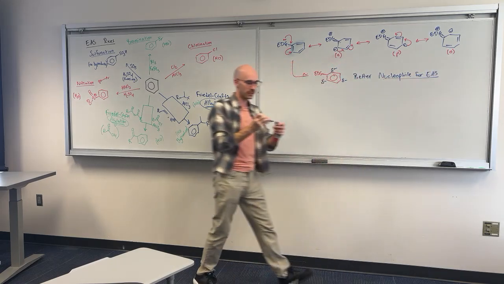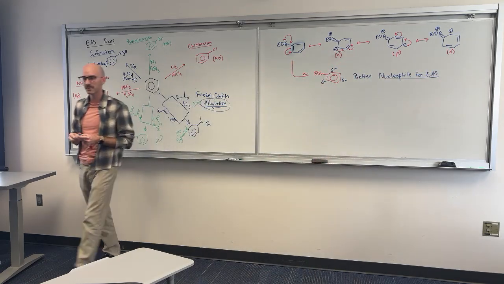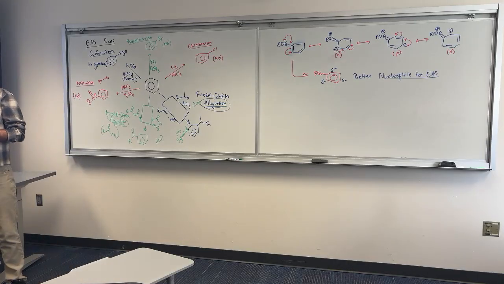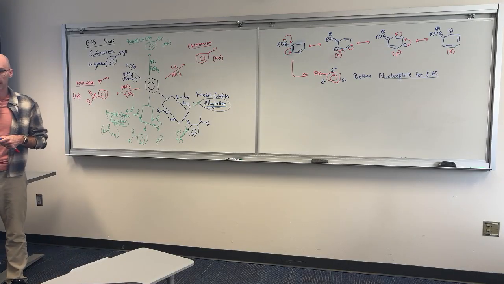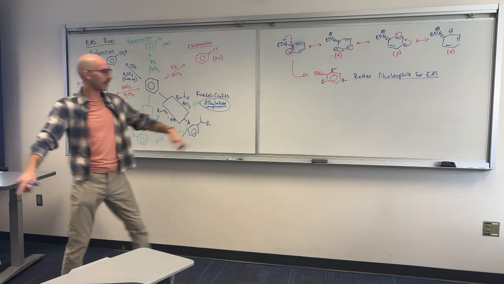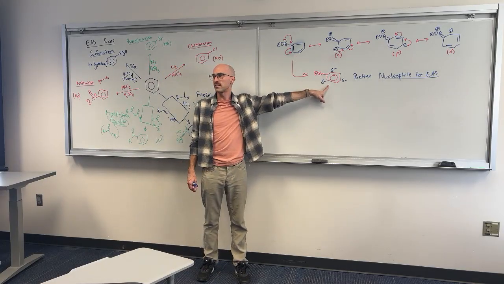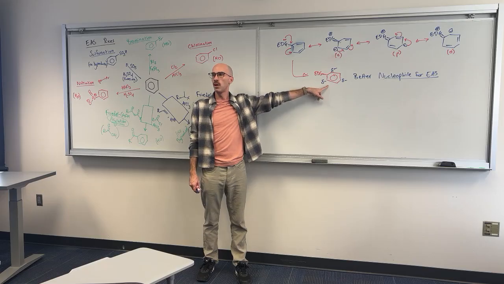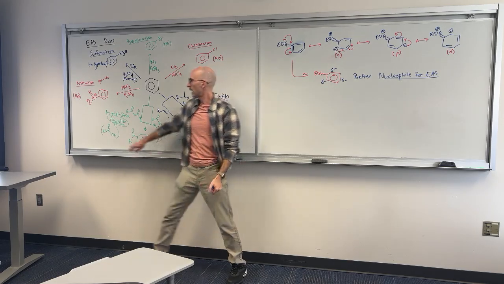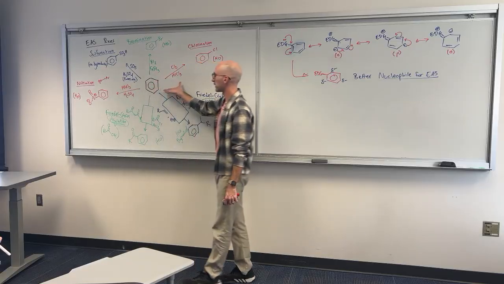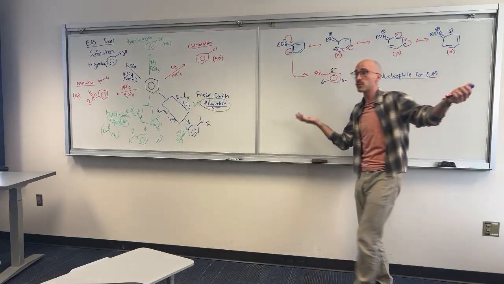That's most relevant to us in EAS reactions. So what I'm putting down here is that you can think of this ring as having approximately partial negative character. We have this diagram where we say the ring is a nucleophile.